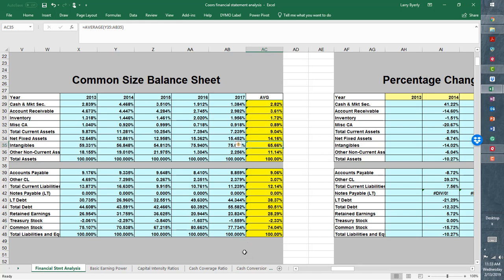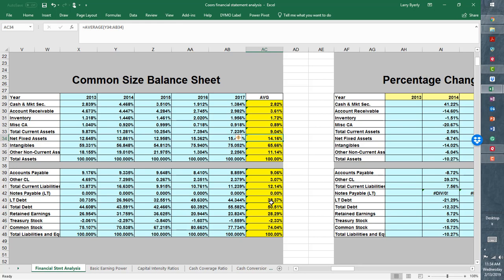You can see that 65.6% is intangible assets. Now, let's think about what is an intangible asset. This is telling us that almost two-thirds of the assets of Coors are things that you can't touch. It's trademarks, brands, goodwill, a variety of other assets that you can't touch. Only about 15% of their assets are actually physical things.